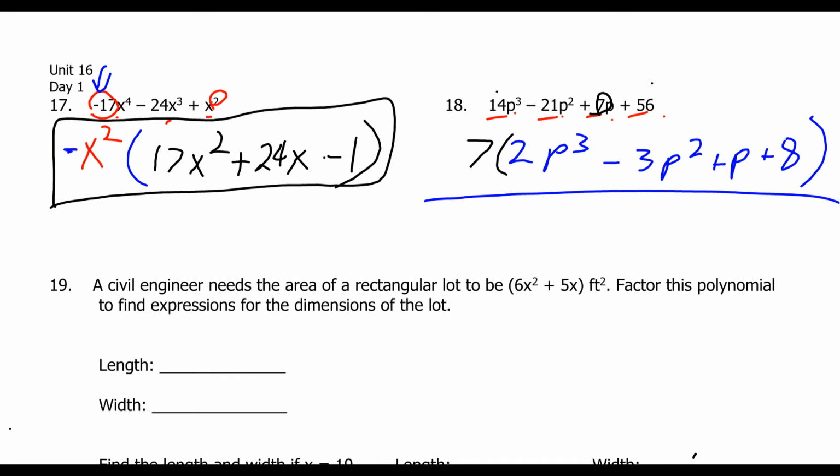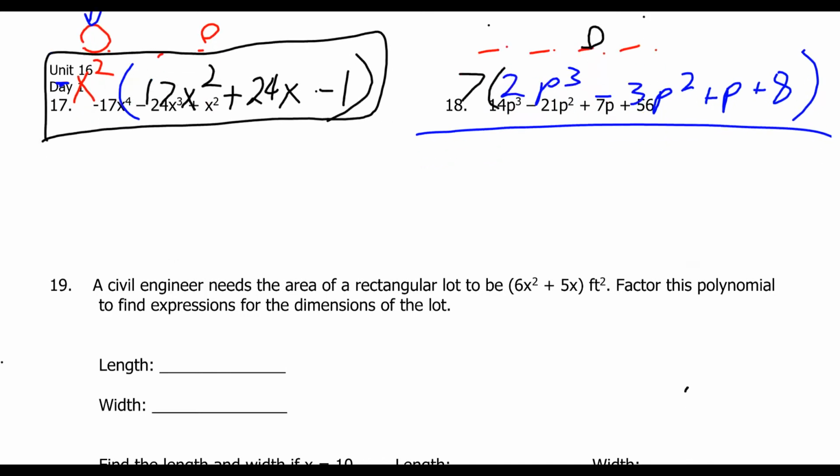All right? 7 times 2 is 14. 7 times negative 3 is 21. 7 times p is 7p. 7 times 8 is 56. And there we have it. Not that difficult.